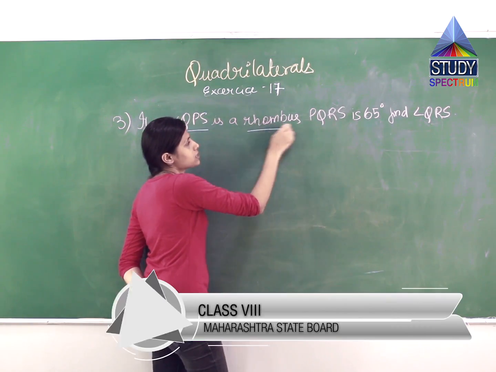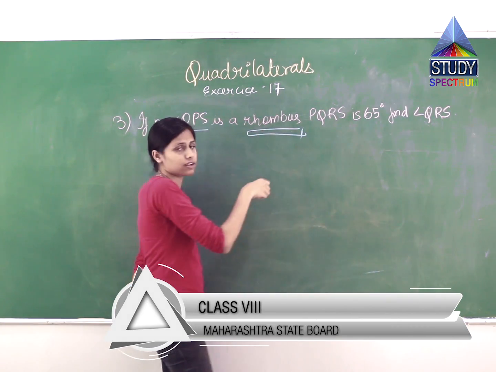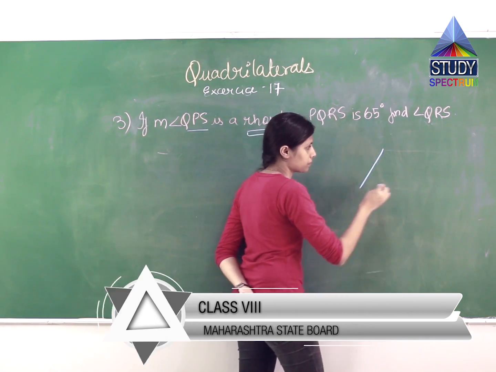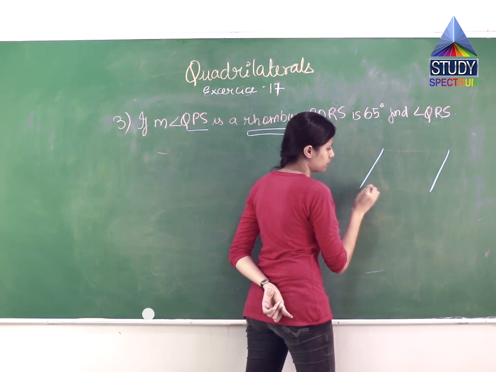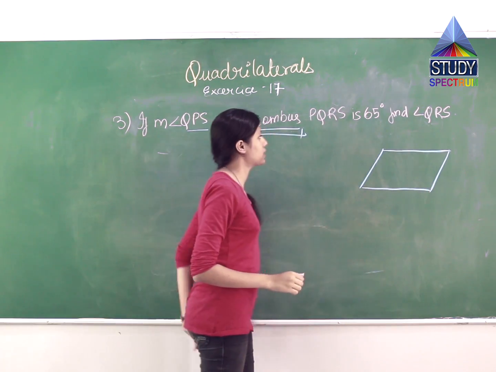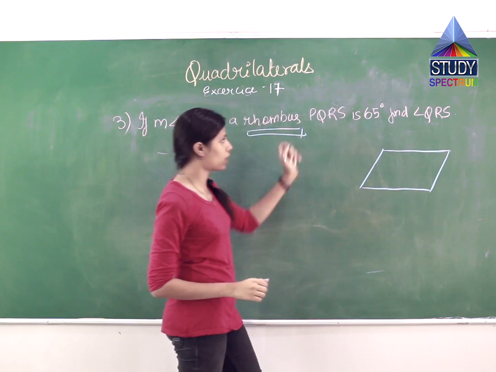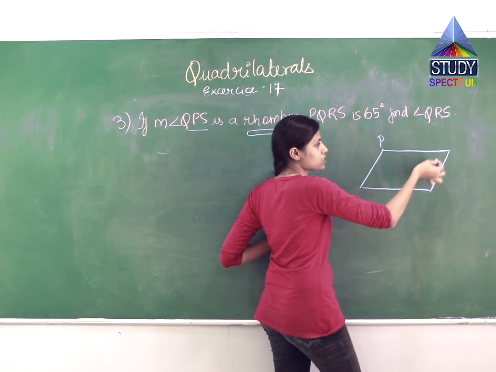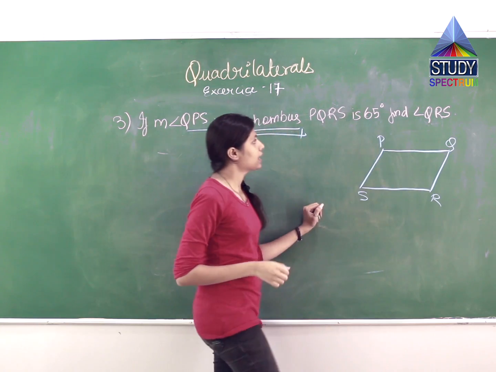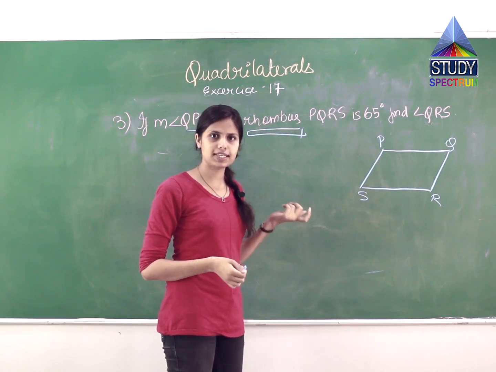It is a rhombus. See what they have given, it is a rhombus. So let us draw a rhombus first. This is a rhombus, and the name of this rhombus is what? PQRS. So let us name this rhombus as P, Q, R and S. It is 65 degree. What 65 degree?